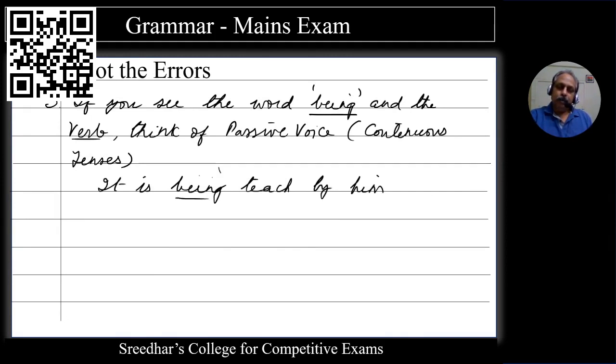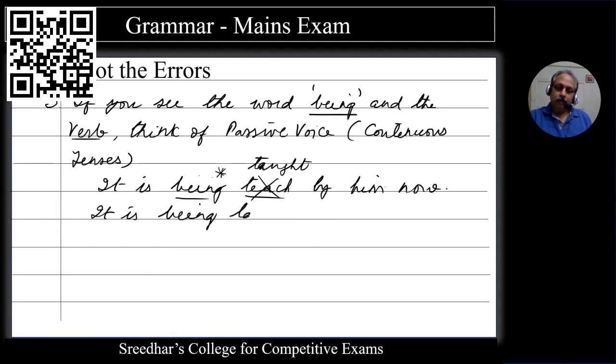The clue for you is being. It is being by him. This is in present continuous passive voice. In any sentence in passive voice, the main verb should always be in past participle form. Teach, taught, taught. So it is being taught by him. This is present continuous passive voice. Here I will add the time. It is being taught by him now.